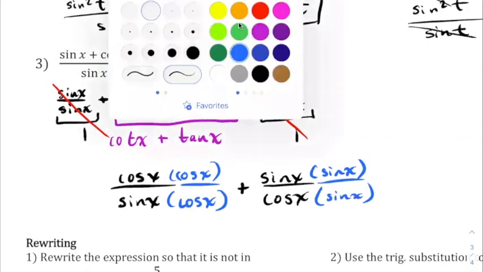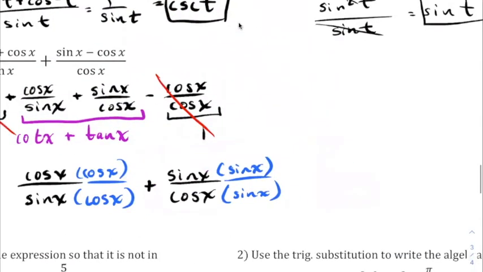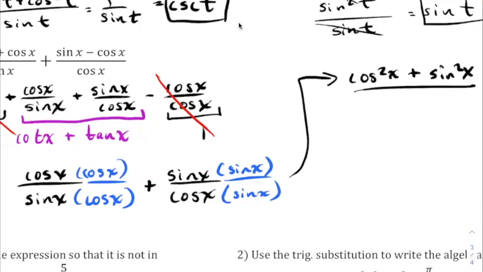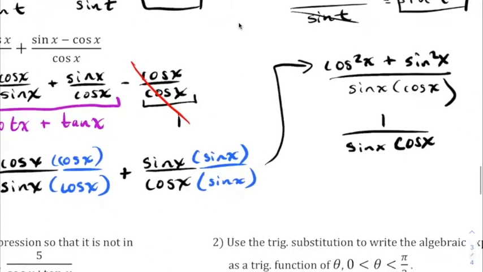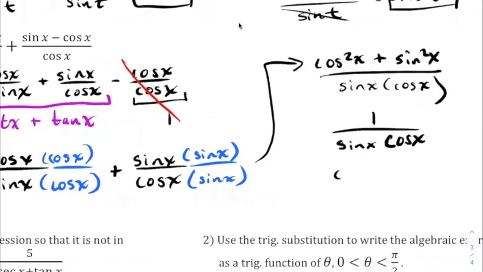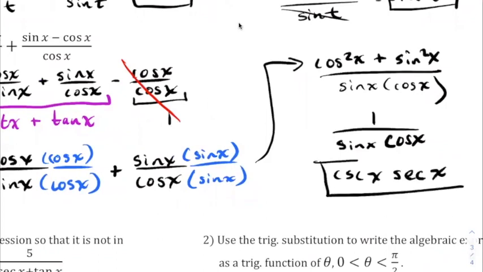Okay? So I'm going to continue this over to the side. What does that give me? This gives me cosine squared x plus sine squared x all over sine x cosine x. And the sum of those two would just be 1. Now I've got 1 over sine x cosine x, which if I really wanted to simplify this all the way, I would be proper here and write this as cosecant x secant x. And that would be our final answer.